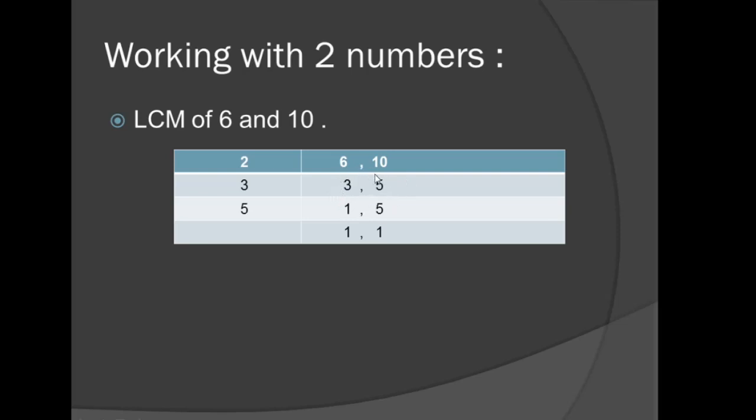This time there is no common possibility for 3 and 5. So what I am going to do is divide them individually, one by one. 3 will be divisible by 3 only, so I took 3 times 1 is 3. And this 5 will remain as it is. I will just put it as it is.